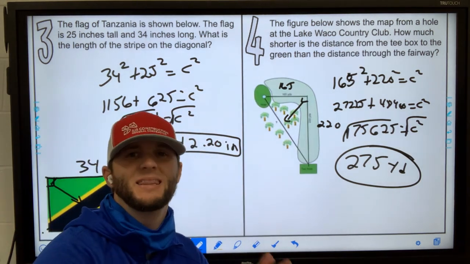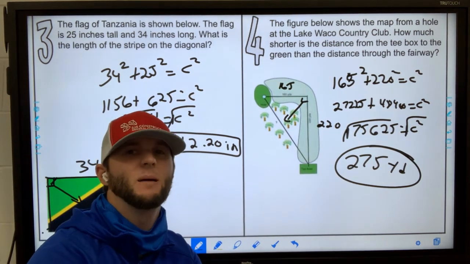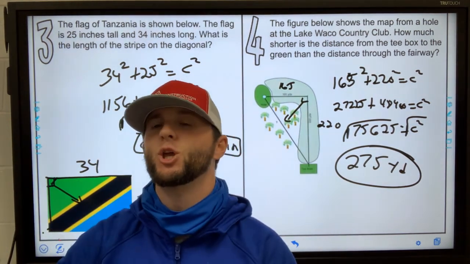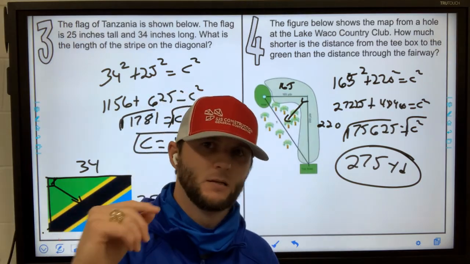So ladies and gentlemen, this is taking the Pythagorean theorem and applying it to some real-world situations. Let me know if you need any help. Good luck on your skill check.